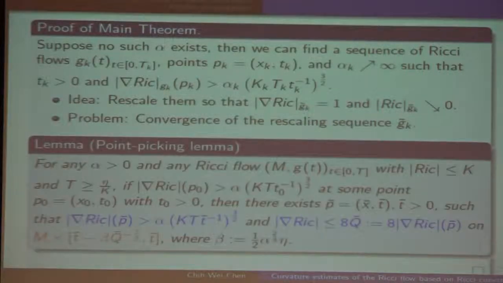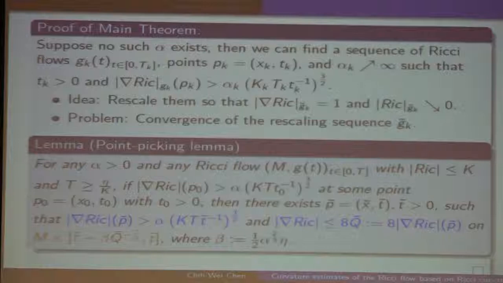So there's an important lemma. This is similar to Perelman's point picking lemma. In the singularity analysis of Ricci flow, Perelman has the same problem, right? You have a point with curvature blow up. How can you rescale the metric? You need a parabolic neighborhood near the point.